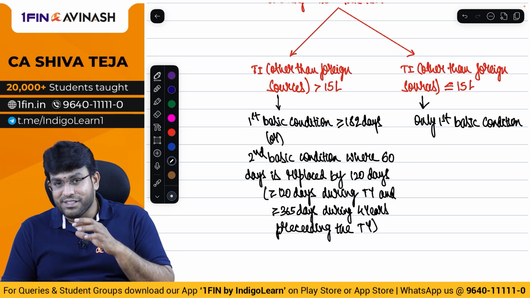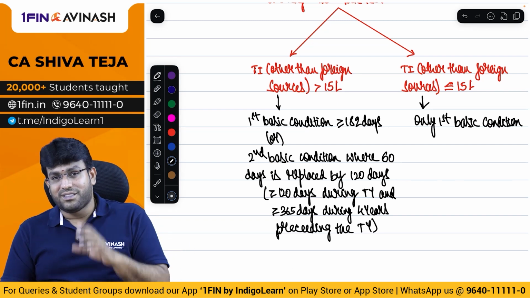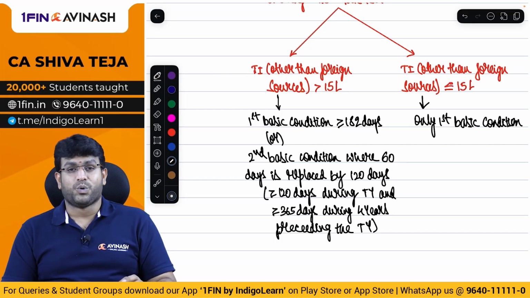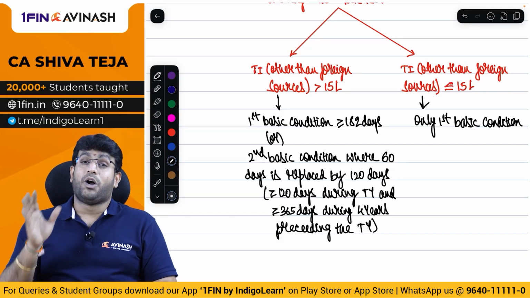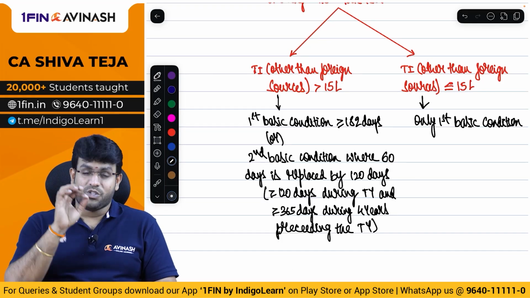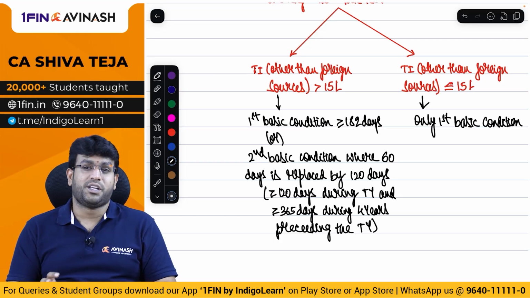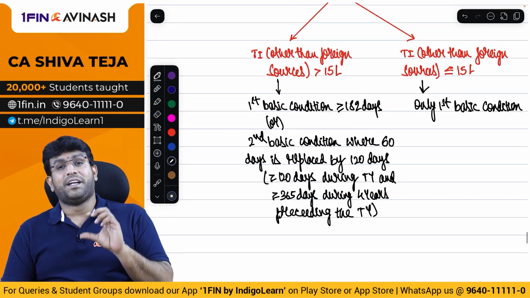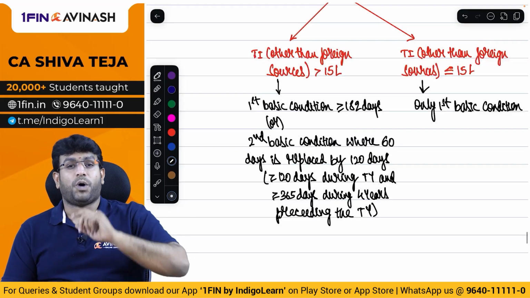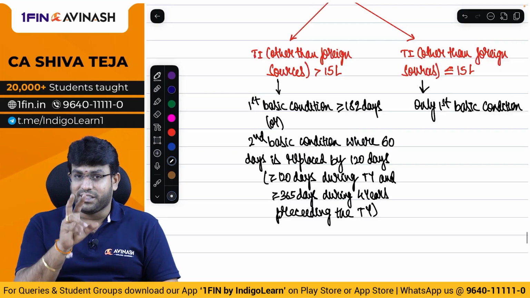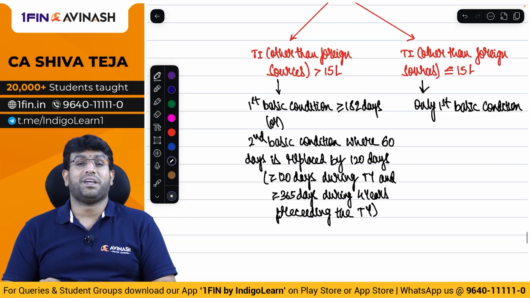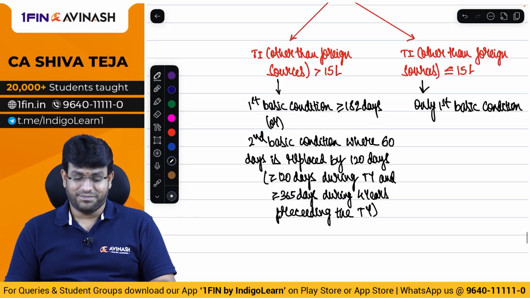And in the third case, we have one more special point. We will also look at whether the total income other than foreign sources is more than 15 lakhs or does not exceed 15 lakhs. If it does not exceed 15 lakhs, we will apply only the first condition. But if it is more than 15 lakhs, we have the first condition, but the second condition also with a small change. Instead of 60 and 365, we will apply 120 and 365. Understanding? Now listen.